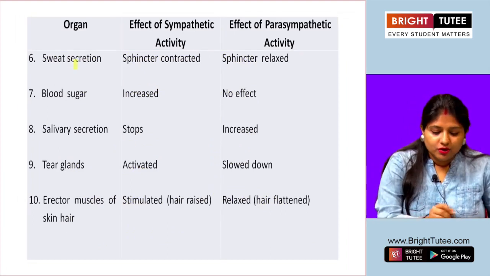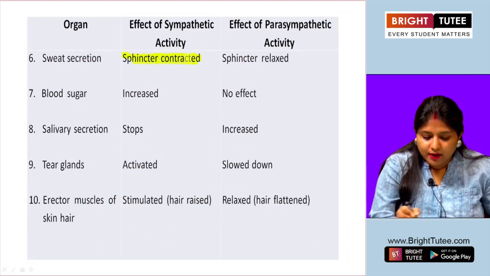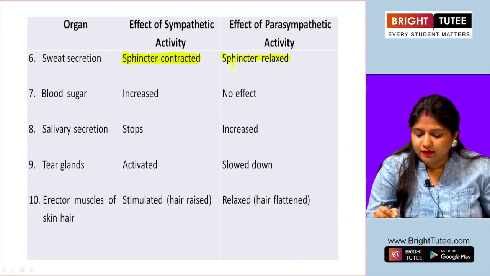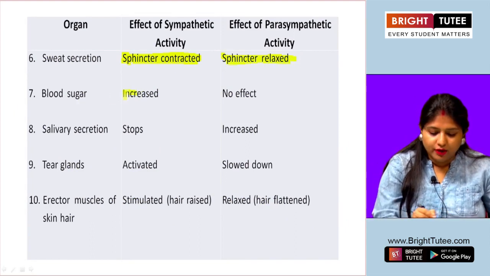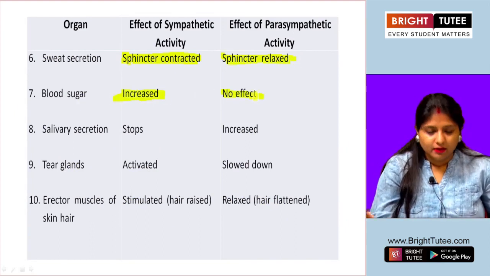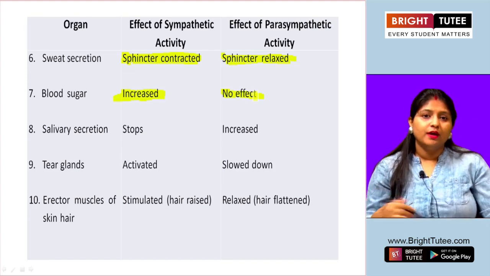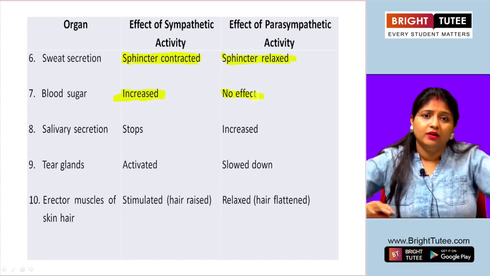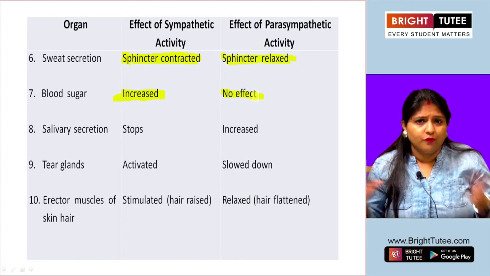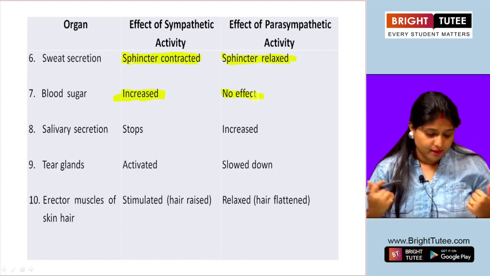Then sweat secretion, sphincter contracted, right, and parasympathetic sphincter is relaxed. Then blood sugar is increased, there is no effect, right? Whatever increased blood sugar was there would have been used during that activity. So there is no corresponding or antagonistic activity in the parasympathetic.